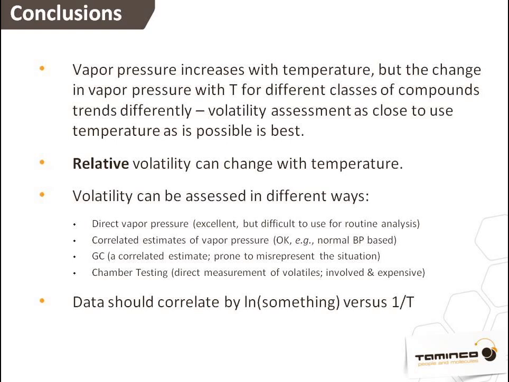And finally, volatility can be assessed in many different ways. This is the best, direct vapor pressure measurements. But we can also do correlated estimates of things that are very closely related to the true vapor pressure, or we can do indirect correlations. And chamber testing does seem to offer a great way to check your assumptions in any event.